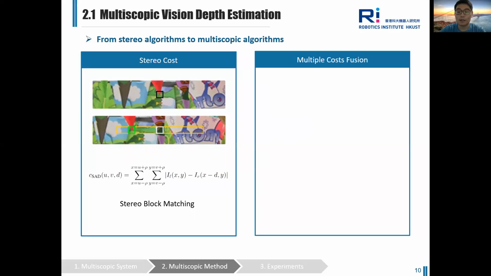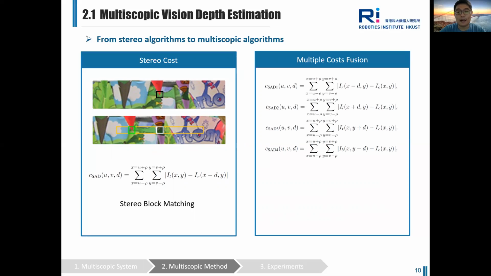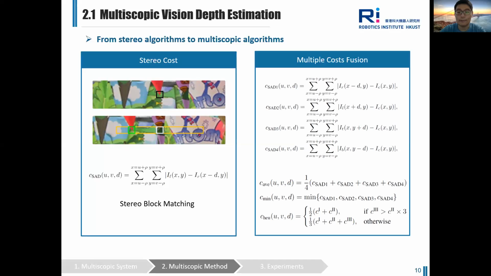But for multiscopic vision, the matching is between the center image and all surrounding images. Thus, there are multiple costs now. So the key question is how to fuse them. One naive idea is maybe taking the average or taking the minimum. But in the experiments, we find they are not that good. So we propose a heuristic theorem. First, we sort these four costs and remove the largest one, which is very likely to be a bad matching. Then we remove the second one if it's too large, and then we take the average of the remaining costs.